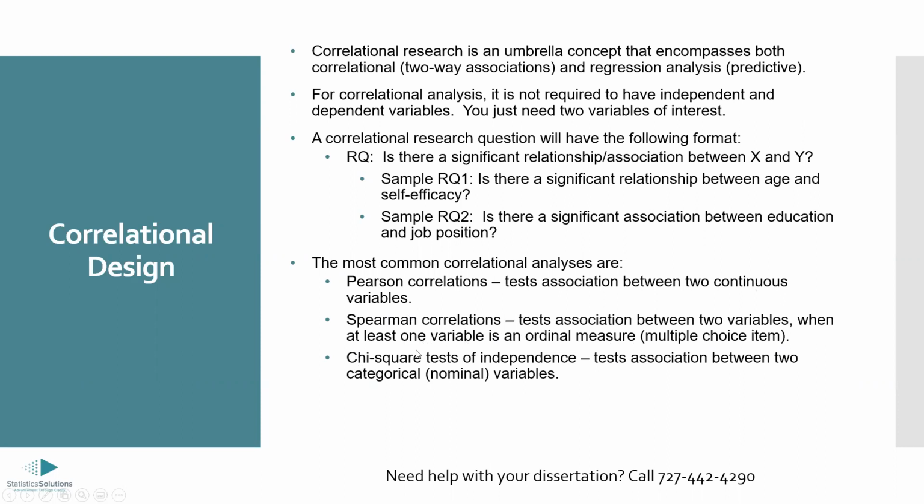And then we have chi-square tests of independence, which are used when you have two categorical variables. Okay, so something like ethnicity and job position or gender. Those are categorical variables that don't have a hierarchy to them. You have discrete groups, no predominant group: gender, male, female; ethnicity, white, black, Hispanic. If you're testing the relationship between two categories, then you do a chi-square test.